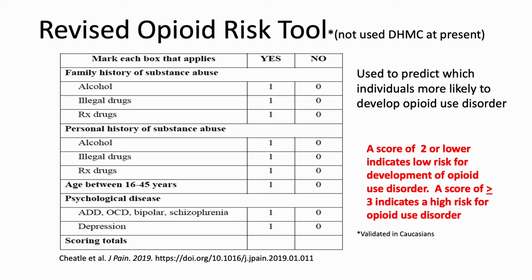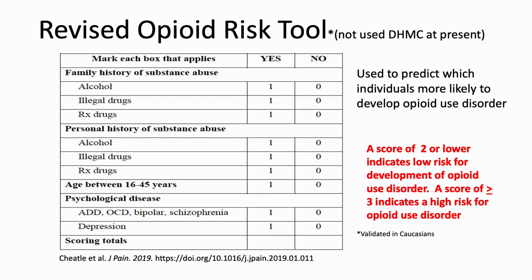This is a better tool that was revalidated by Cheadle as part of a secondary study, and it really is used to predict which individuals are more likely to develop an opioid use disorder. It eliminated the pre-adolescent sexual abuse question. It unweighted the responses between male and female. And it really is a predictor of development of opioid use disorder with a sensitivity and specificity of 0.85. So if your score is 2 or lower, it's a lower risk for development of opioid use disorder, and greater than 3 is a higher risk. So anyway, I just want you to know about that.